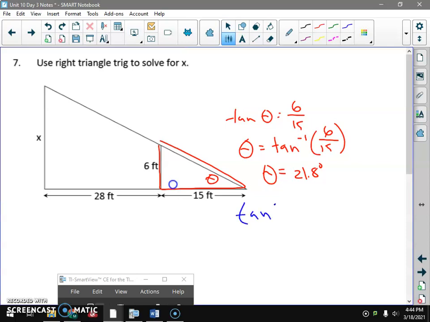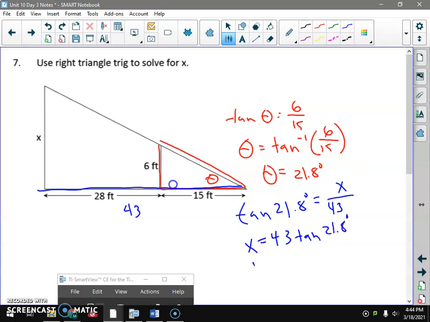Then I create a blue equation on the big triangle. Tan of 21.8 degrees equals x over the total of the big triangle bottom, which is 43 feet. Then I would find x by multiplying 43 by tan 21.8, and I would get 17.2 feet. However, it's a much quicker way if you use what are called similar triangles.